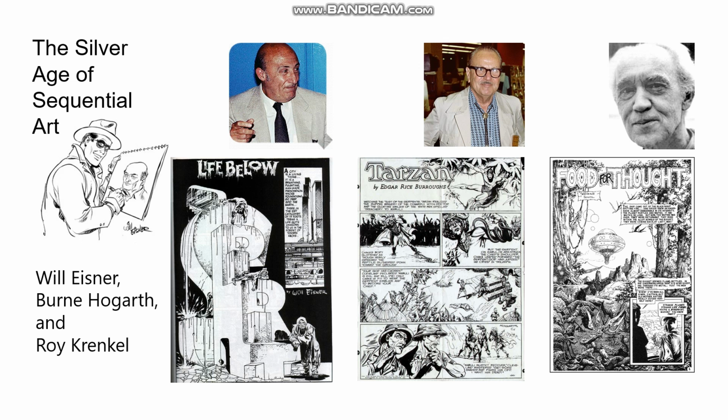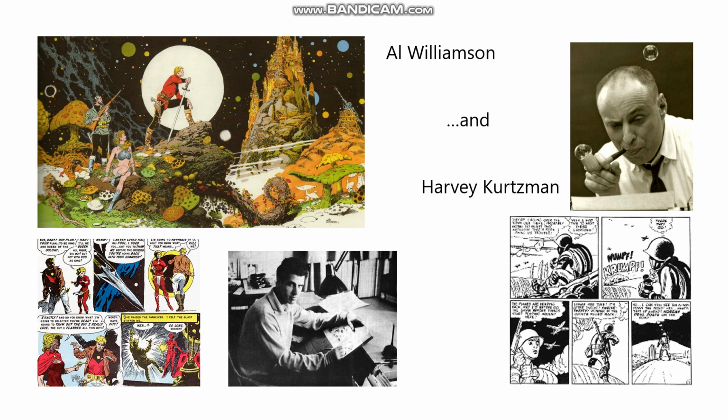So on this first page, and technically, these guys, Will Eisner, you could almost say that he's part of the golden age of comic books, but I wanted to include them in this longer period. So here's the Silver Age, and so Will Eisner and Bern Hogarth. This piece right here, this Roy Krenkel, is actually Roy Krenkel and Al Williamson, who we'll be talking about in a little bit as well.